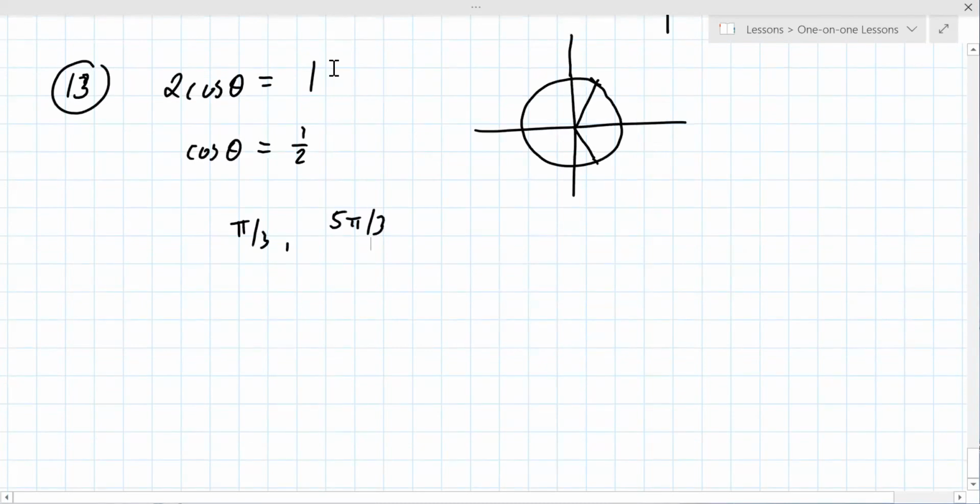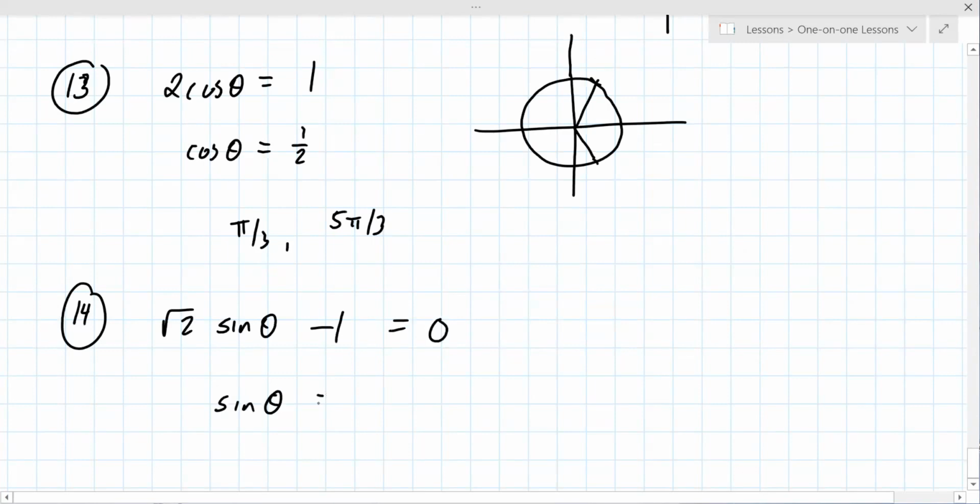Okay, and then the last one in this section, 14, it says square root 2 sine theta minus 1 equals 0. So when you add 1, divide by 2, you get sine theta equals 1 over square root of 2, but you have to rationalize. You multiply the top and bottom by square root of 2. So you get square root of 2 over 2.